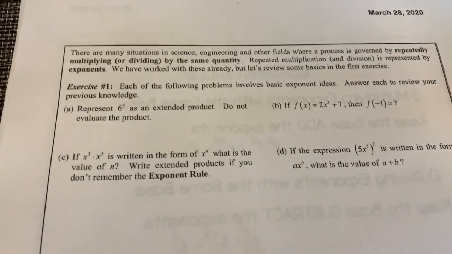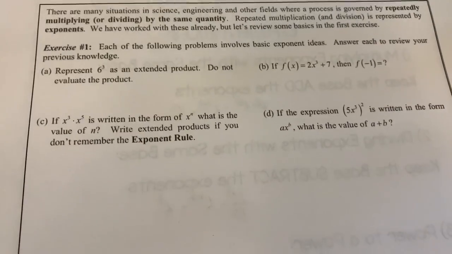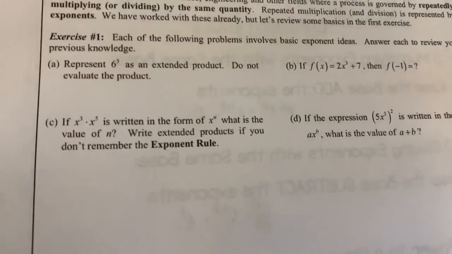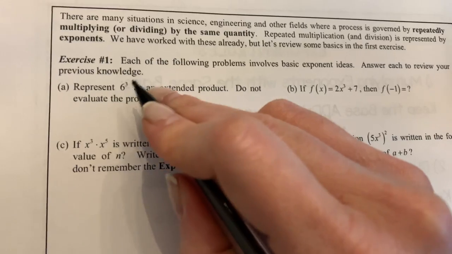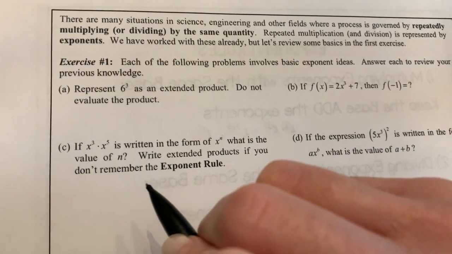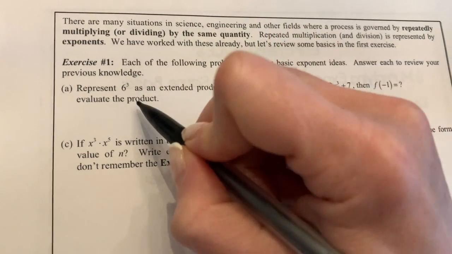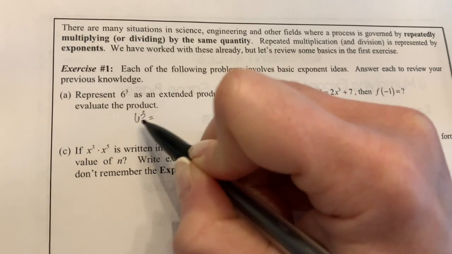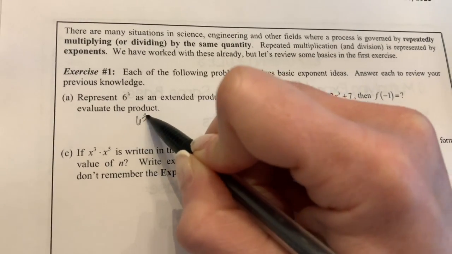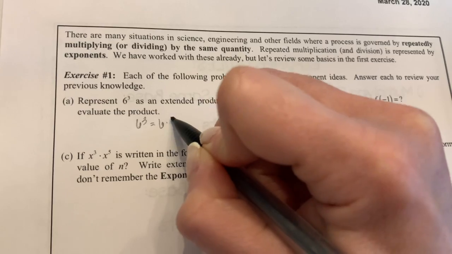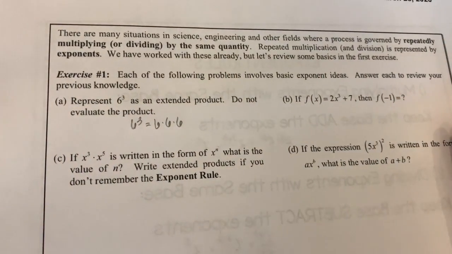Okay, so for part A, we're going to write 6 to the 3rd power as an extended product, but we're not evaluating it. Okay, so 6 to the 3rd means that you're multiplying 6 by itself 3 times. So 1, 2, 3. Right?